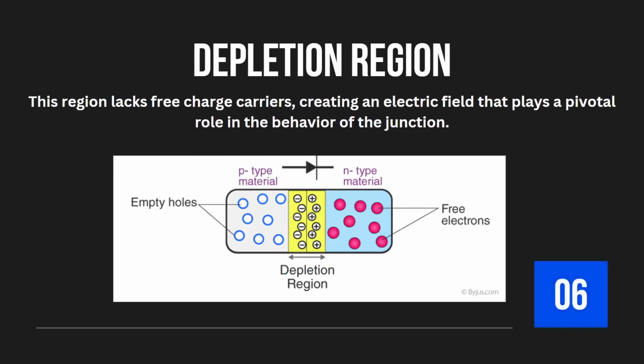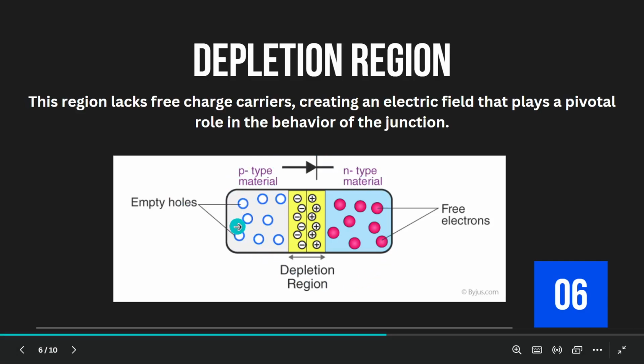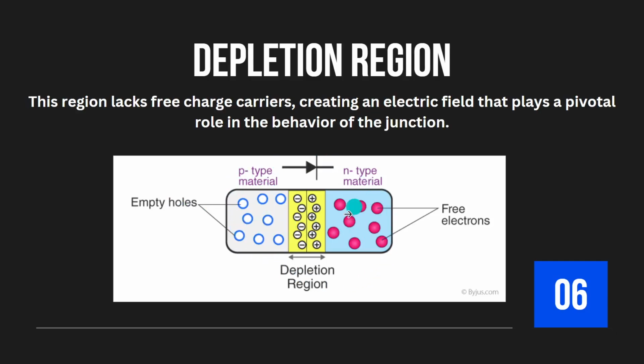So what is the depletion region? When p and n-type materials come together, they create a depletion region near the junction. This region lacks free charge carriers, creating an electric field that plays a pivotal role in the behavior of the junction. As you can see, this depletion region is created by joining the p-type material and the n-type material. The holes right here are empty places for the electrons to move through, and this material is stuffed with electrons.